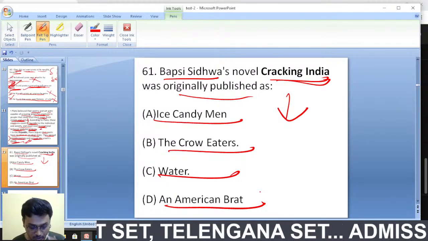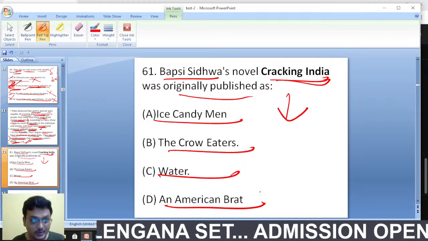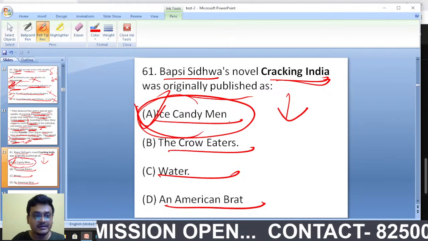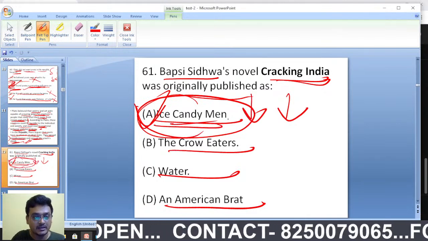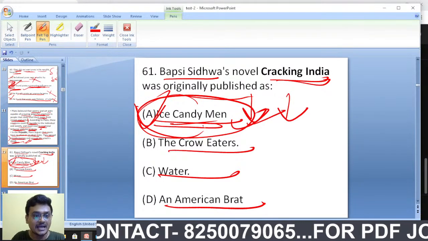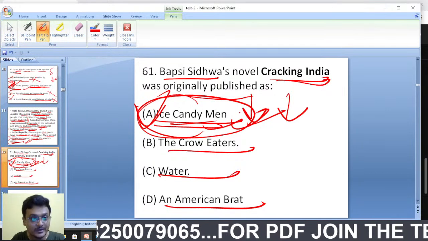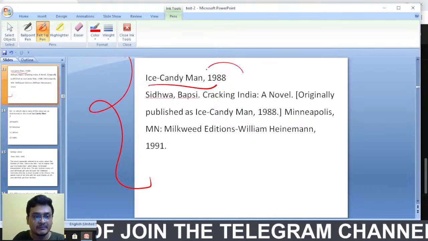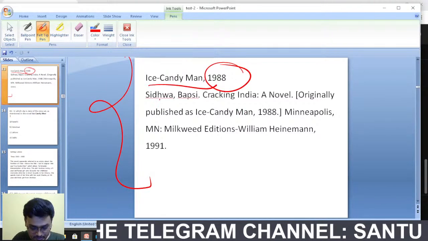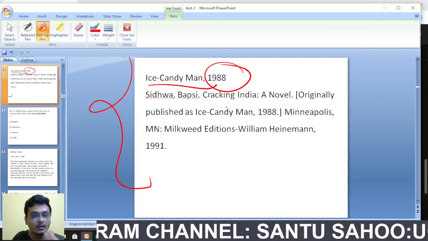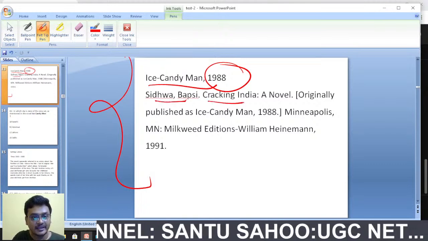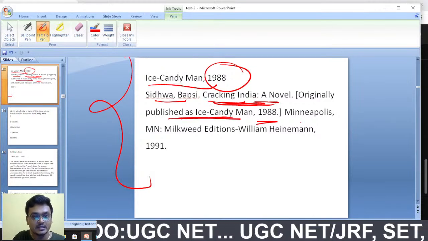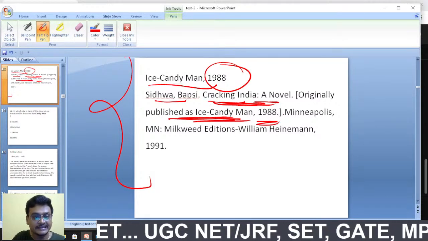Okay, 61, yeah, got it. Here, exactly, 61A. Bapsi Sidhwa's novel Cracking India was originally published as Ice Candyman. Exactly, Atmaja. Ice Candyman is the right answer. Exactly. And here is the explanation actually. Ice Candyman was published in 1988. Bapsi Sidhwa's Cracking India, a novel, originally published as Ice Candyman in 1988. Okay?